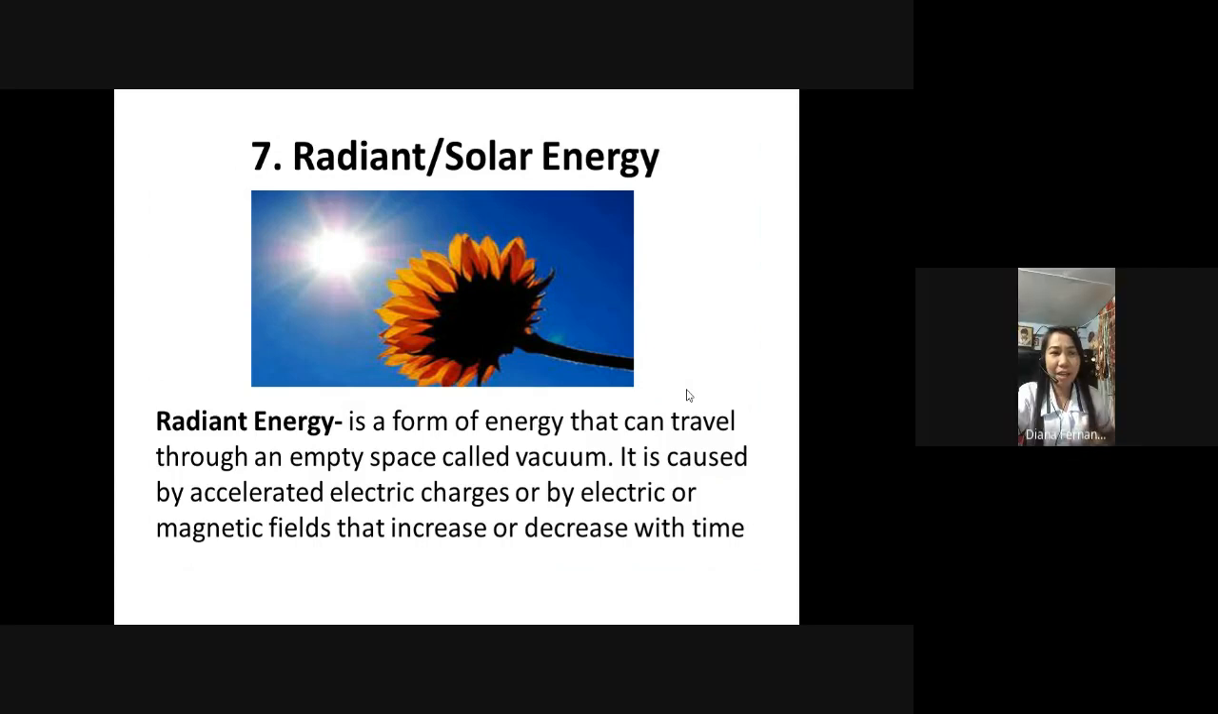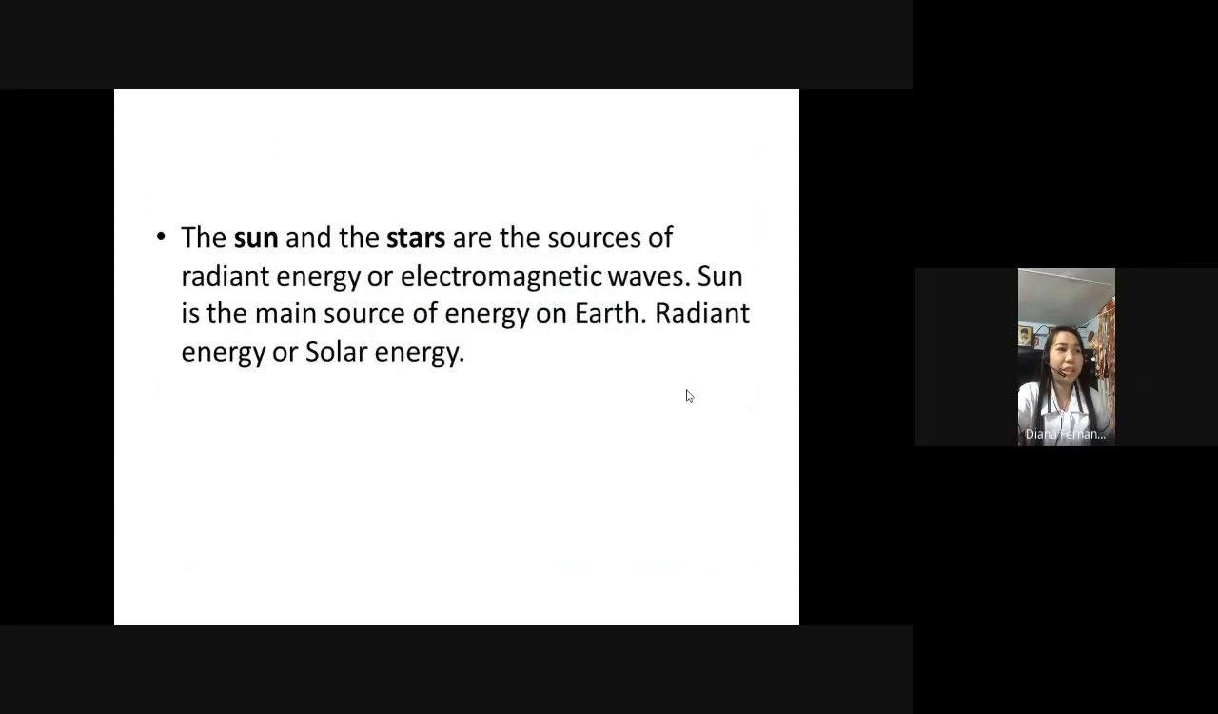Is it clear, class? Did you understand? Clear. Okay. The sun and the stars are the sources of radiant energy or electromagnetic waves. Sun is the main source of energy on Earth. Radiant energy or solar energy. Nag-i-static tayo. Please turn off your microphone, Aryan, when not in use. Yes, ma'am. Okay.